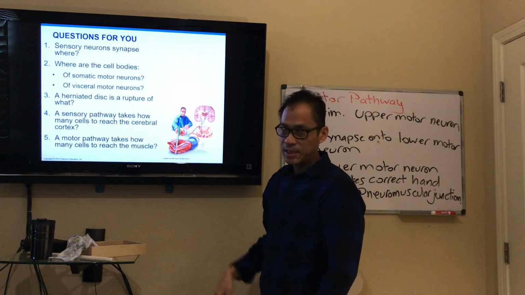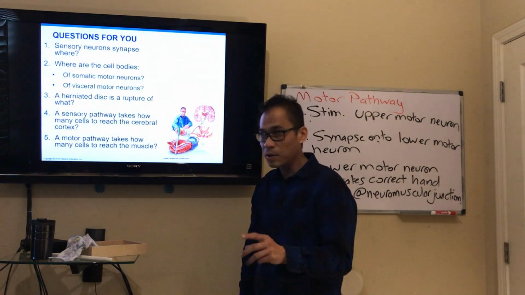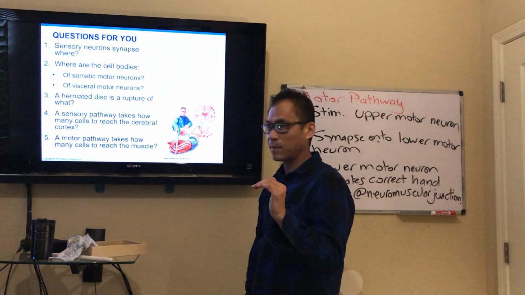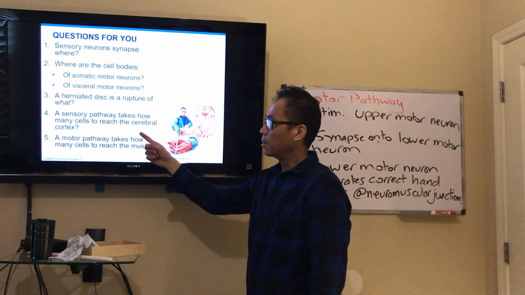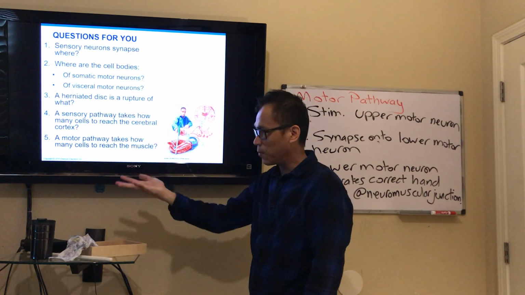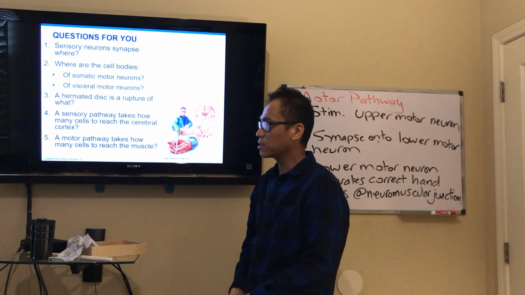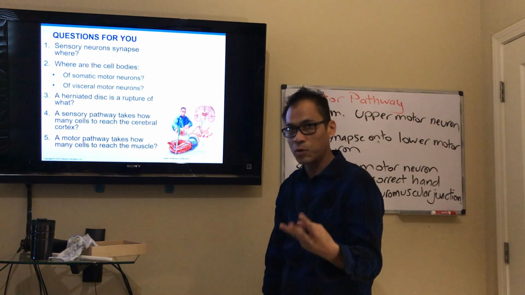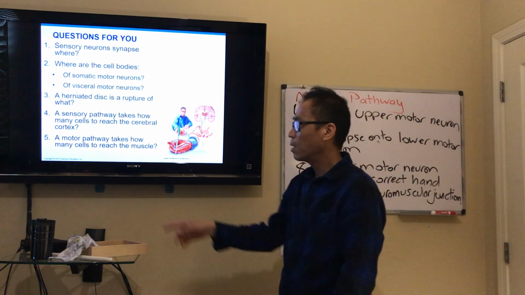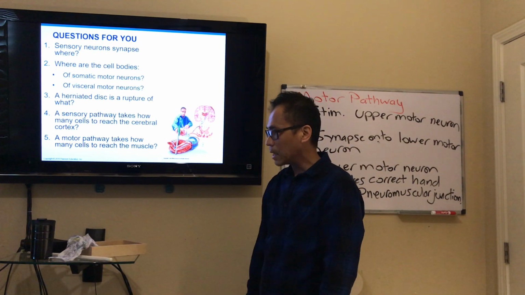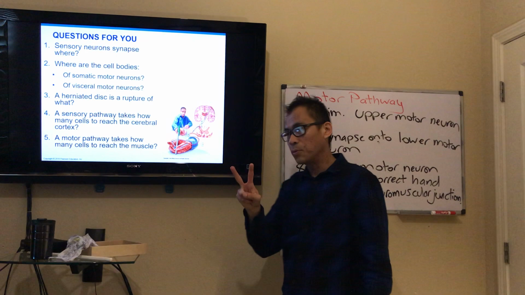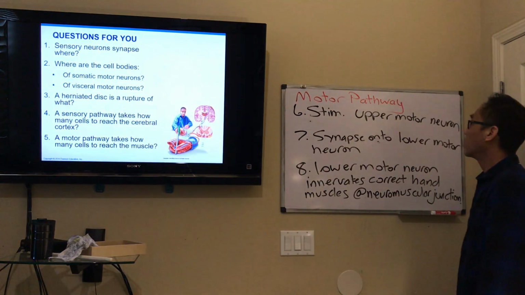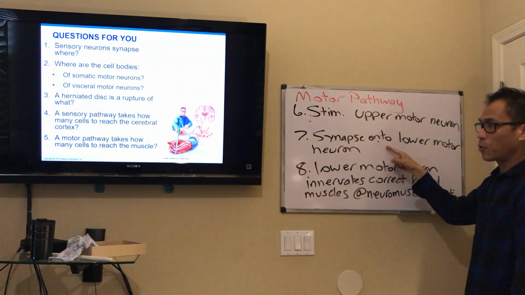A herniated disc is a rupture of the fibrocartilage, which we call the annulus fibrosus. A sensory pathway takes how many cells to reach the cerebral cortex? 3: first order, second order, third order neurons. A motor pathway takes how many cells to reach the muscle? There are 2: upper motor neuron, lower motor neuron.